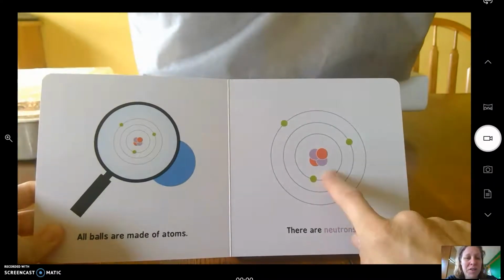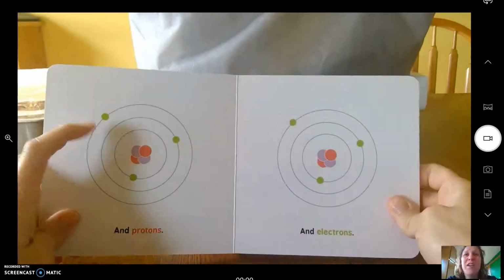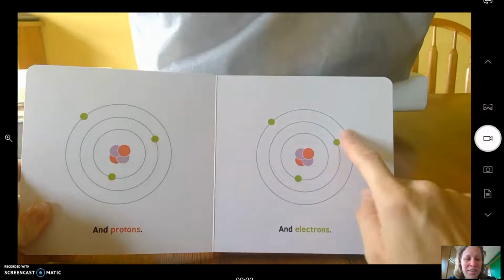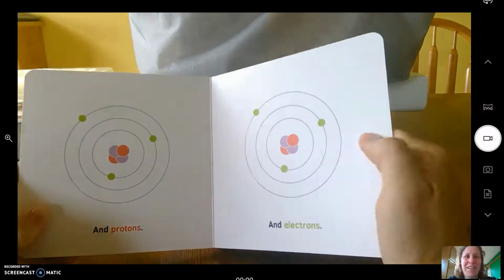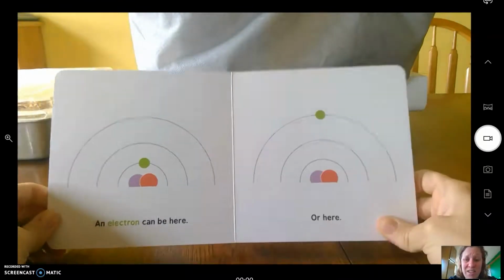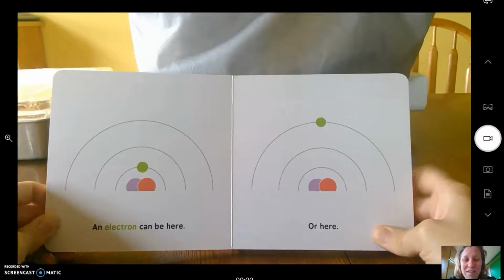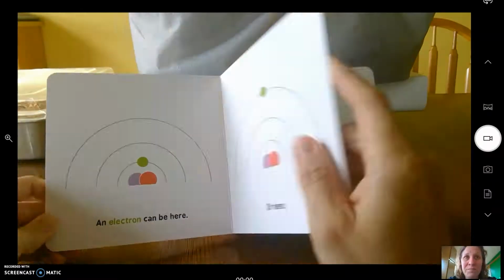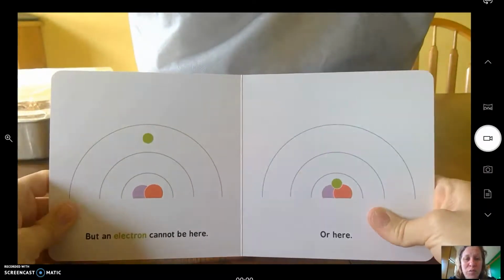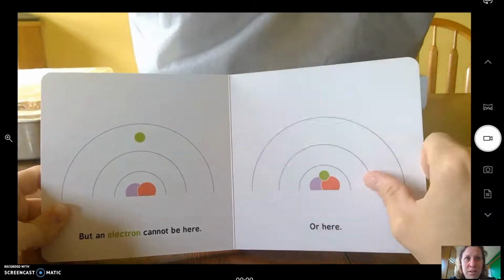There are neutrons in the middle, purple, and protons also in the middle, and electrons in outside rings. Yay! Now today's stuff is this. An electron can be here or here, but it cannot be here, and this is super important for one of the demos we're doing, or there in the nucleus.